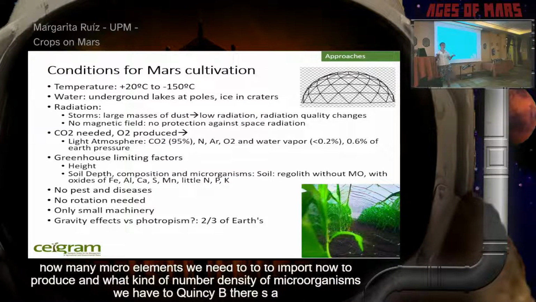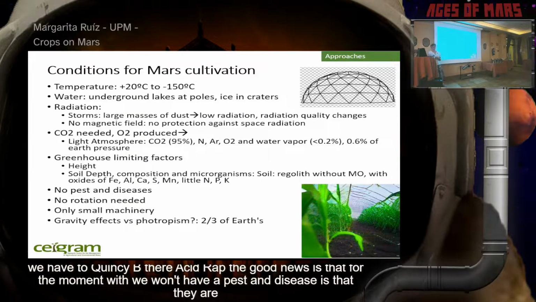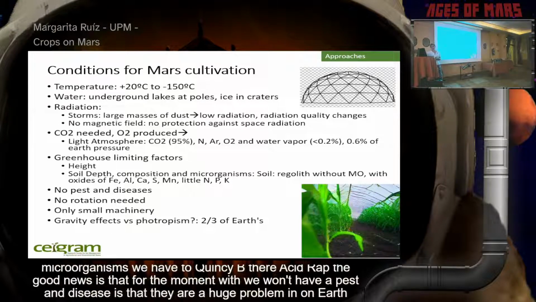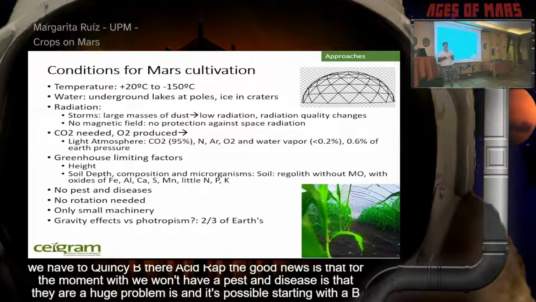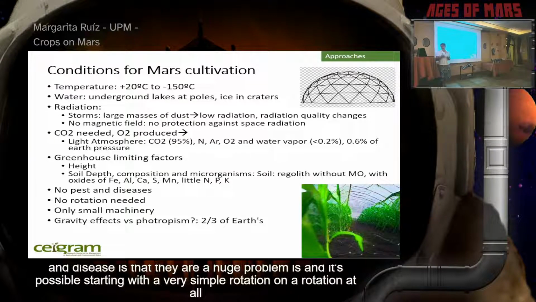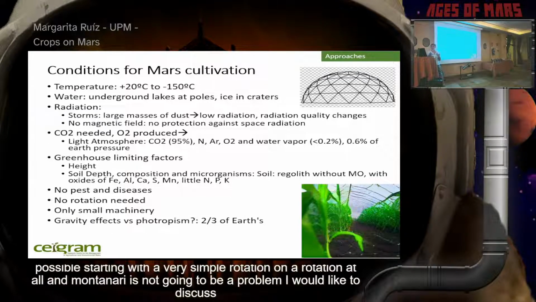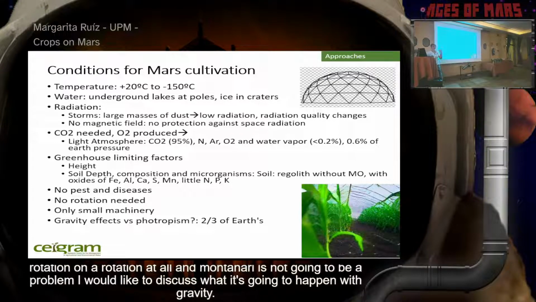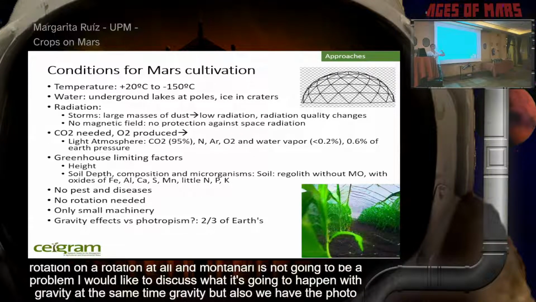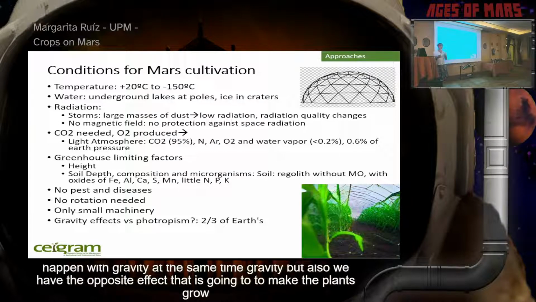The good news is that for the moment we won't have pests and diseases, which are a huge problem on Earth. And for that reason, it's possible to start with a very simple rotation or no rotation at all, and machinery is not going to be a problem. I would like to discuss what is going to happen with gravity. There's still some gravity, but also we have the phototropism effect that is going to make the plants grow towards the sun anyway.